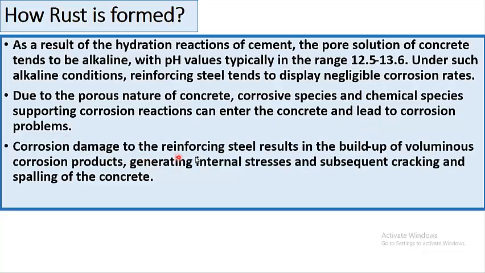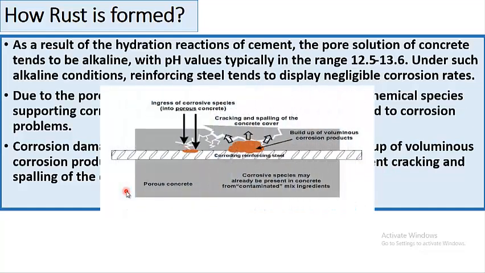Corrosion damage to the reinforcing steel results in the build-up of voluminous corrosion products, generating internal stresses and subsequent cracking and spalling of the concrete. As you can see over here, this is the porous concrete. As you know, concrete has pores in a very small quantity, but though it has some pores, corrosive species may already be present in the concrete from contaminated mixed ingredients.